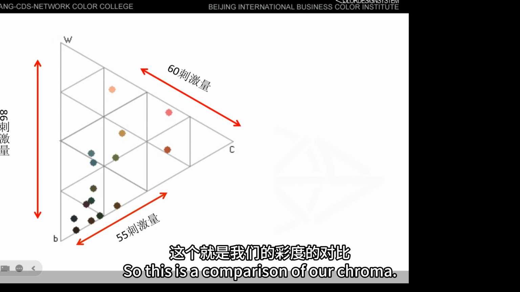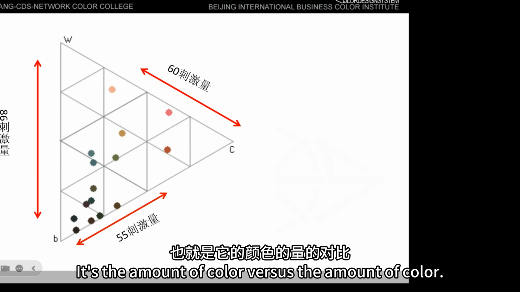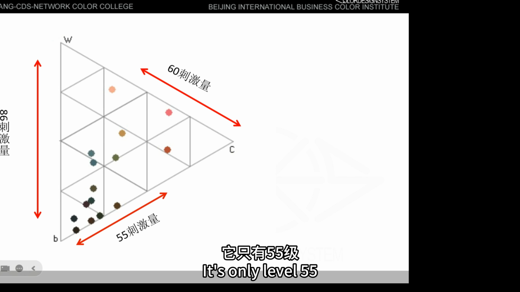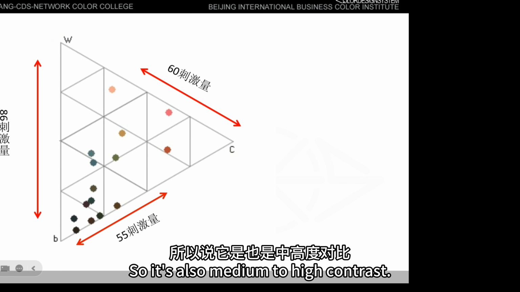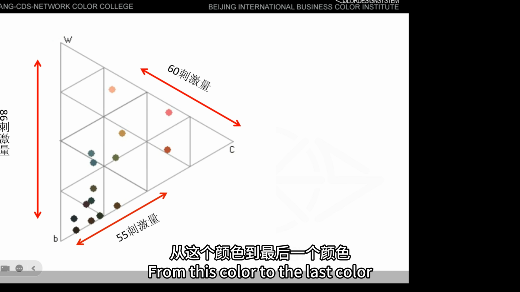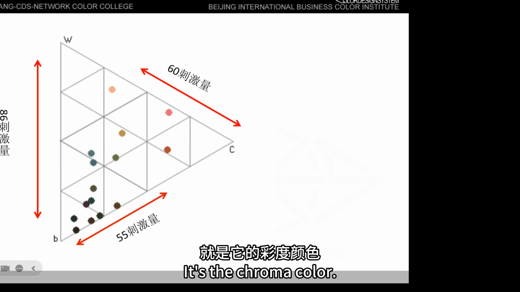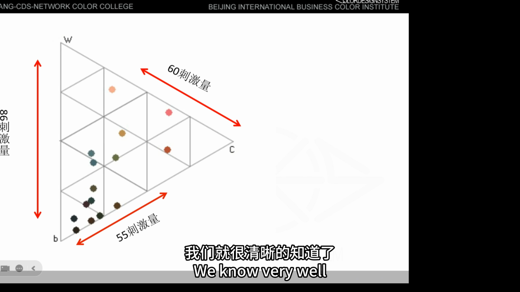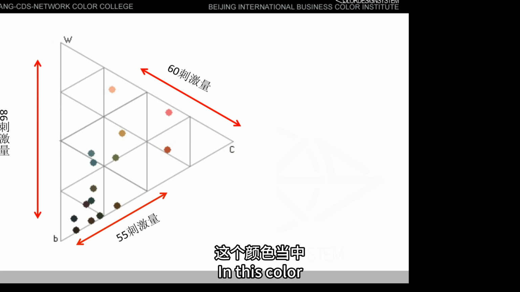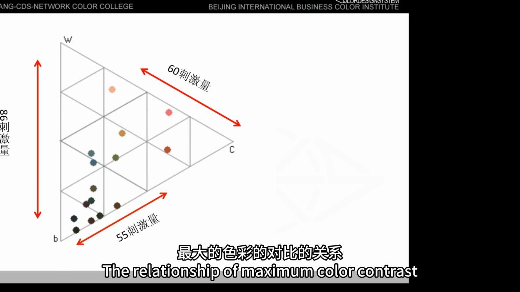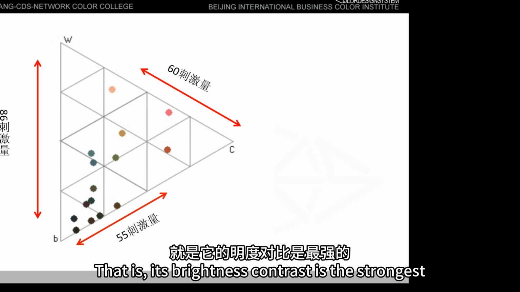So this is a comparison of our chroma. It's the amount of color versus the amount of color. It's only level 55, so it's also medium to high contrast. From this color to the last color, the colors in this region. It's the chroma color. We know very well that in this color, the relationship of maximum color contrast, that is, its brightness contrast, is the strongest.